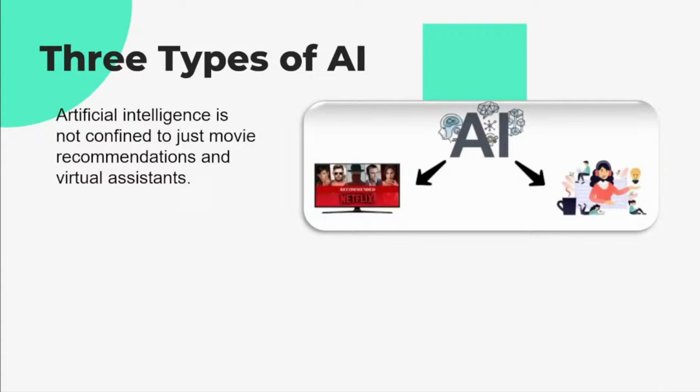Artificial intelligence is not confined to just movie recommendations and, hey, what's new on Amazon? And here's some suggested things that you can buy today. Virtual assistants, Alexa, Google Home used to be a thing. Does anybody remember Google Home? I don't think they really kept pushing it. It's kind of like they lost interest in development.